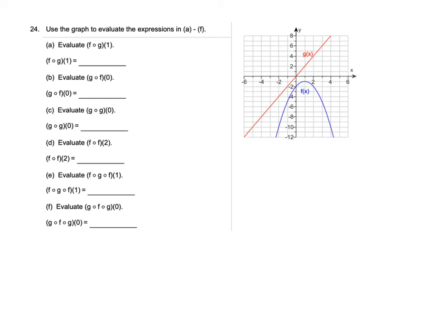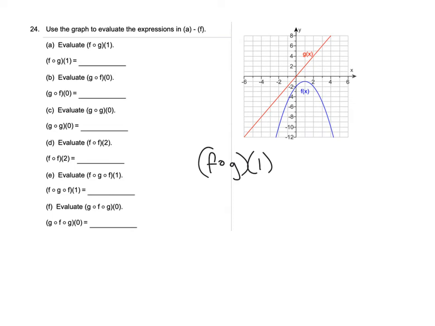Okay, for 24, you have A all the way through F. We're just going to work a few of these. Let's start with A. We'll do A and then maybe either E or F. So let's look at A. I'm going to just copy it down here. F of G of 1. This is using the composite function, but using the graphs.